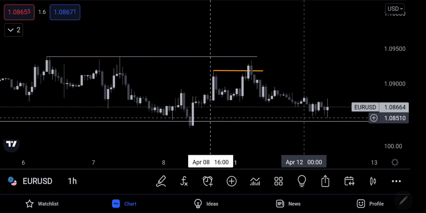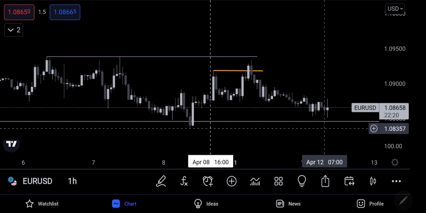Now, because we are in the New York session, usually if the London session is going down, then New York is going to follow down. So most likely it's going to continue to go down past here.